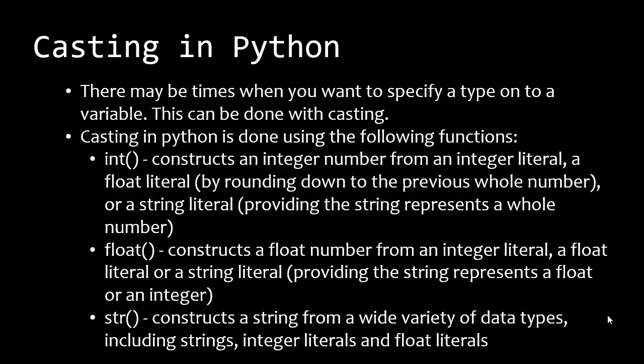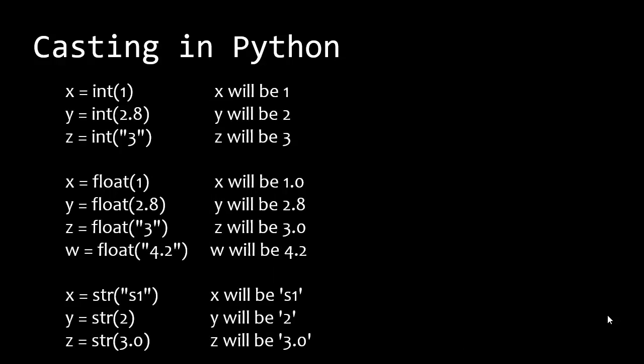So what we're basically saying here is that you could put int. I don't know if I have an example here. Yes, I do. Here we go. So casting in Python. In this case, int of 1, x will be 1. int of 2.8, as you see here, y will be 2 because it literally truncates the .8. It does not round. int with a string of 3, it will become 3. Float, I won't read these to you, but you can walk down these and see how these would work with 1, 2.8, 3, and 4.2. Same thing with strings all the way through.